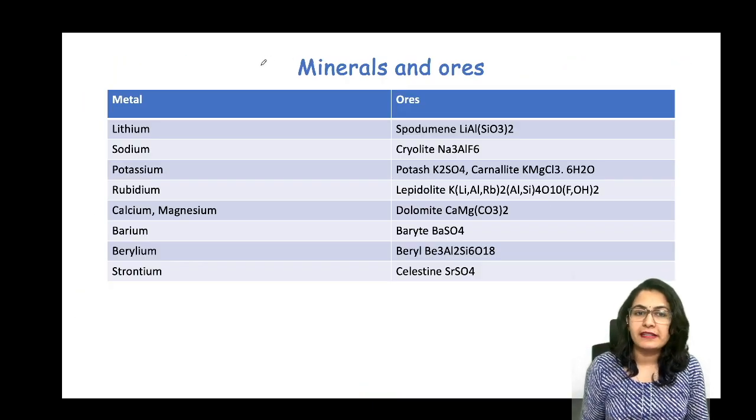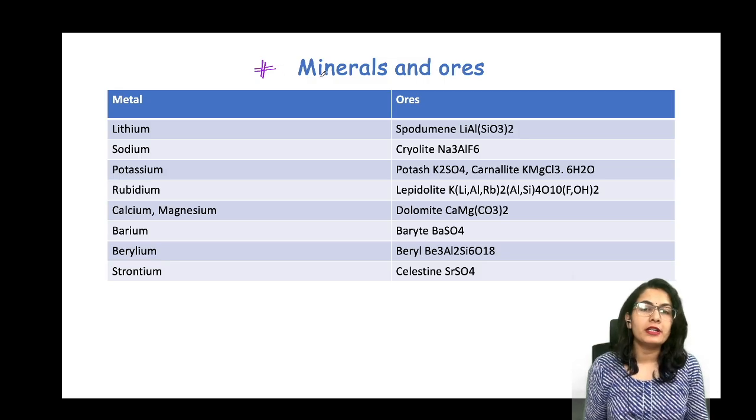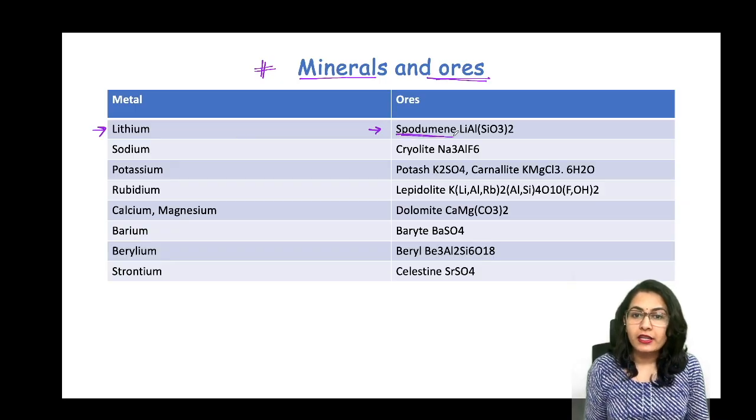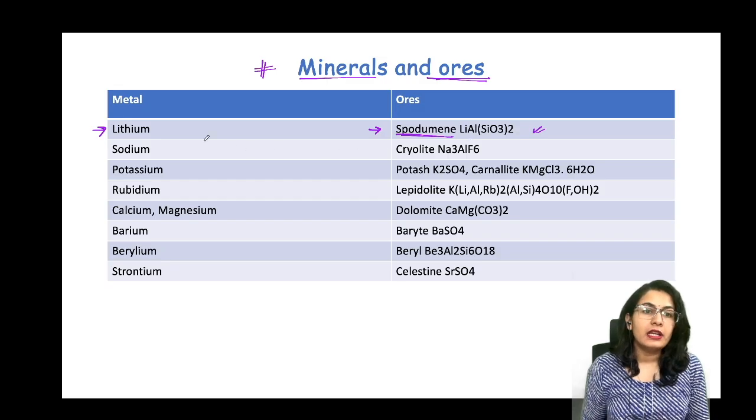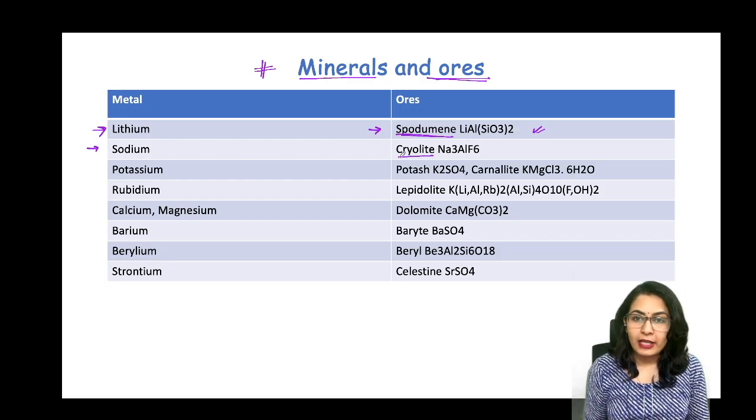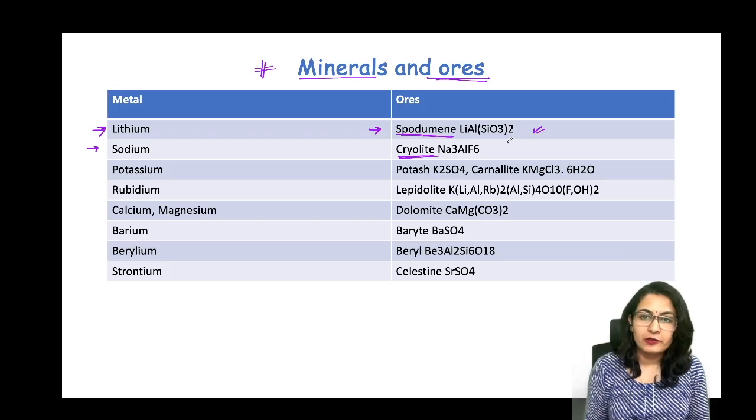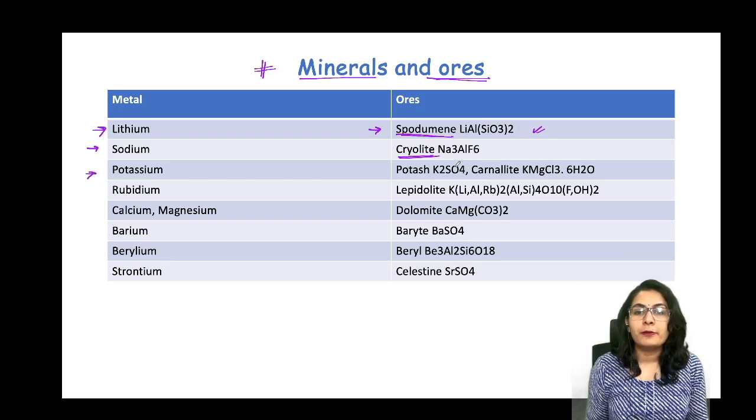Now we move onwards and take some important names over here. What are these important names? Minerals and ores where these elements are found in nature. Okay. So lithium is found in the form of spodumene, LiAlSiO3 whole twice, that is lithium aluminium silicate. Okay, this is how lithium is found. Sodium is found in the form of cryolite and obviously in the sea, sodium chloride also. For potassium, it is found as potash K2SO4, carnallite KMgCl3.6H2O. Okay, carnallite being more popular, right?